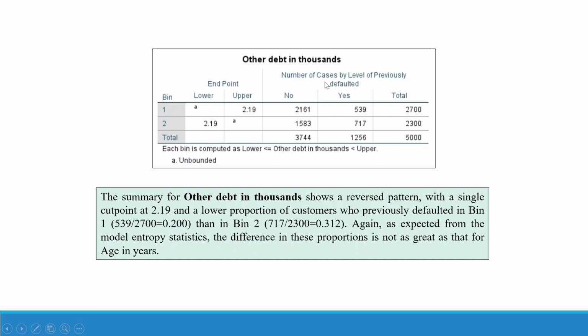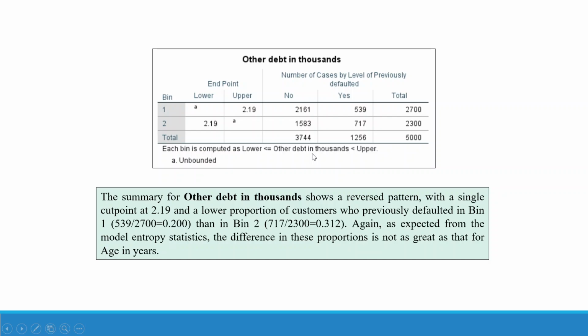Other debt in thousands: debt up to 2.19, 539 cases; more than 2.19, 717 cases. The summary for other debt in thousands shows a reverse pattern with a single cut point at 2.19 and a lower proportion of customers who previously defaulted in bin 1 than in bin 2. So 539 divided by 2700 is 0.2. Then in bin 2, 717 divided by 2300 is 0.312.